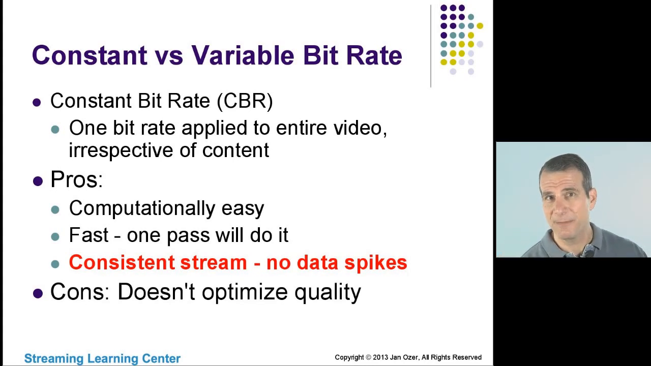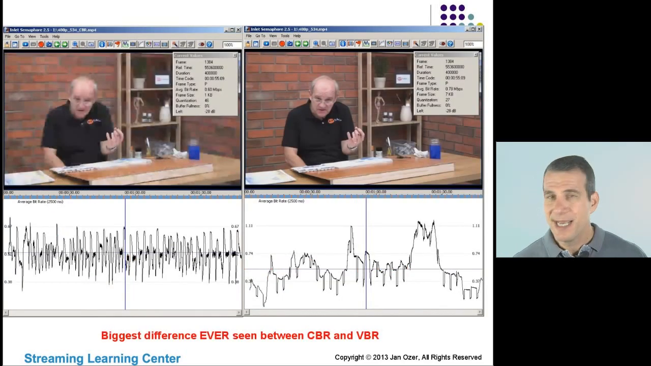It doesn't optimize quality because it doesn't change the bit rate of the video file according to scene complexity. Now I've done a lot of encoding, both CBR and VBR, and I've done a lot of comparisons. This is the absolute most difference I've ever seen in any file that I encoded using CBR and VBR. So on the left we see the CBR encoded file, and now let me explain.